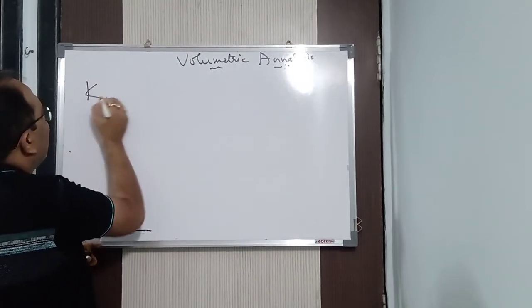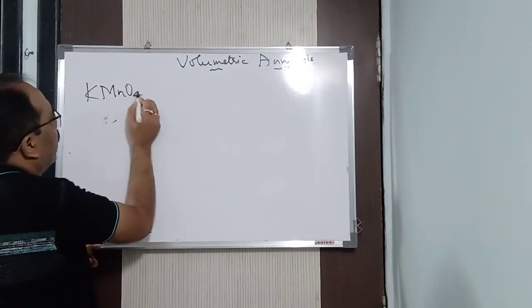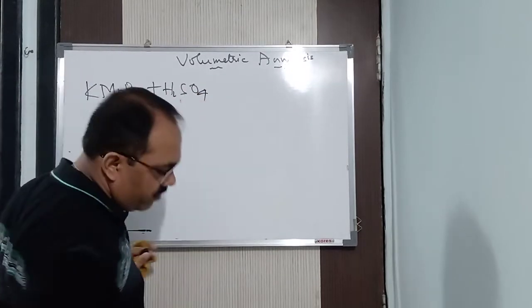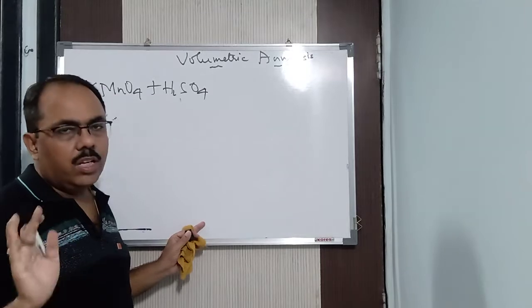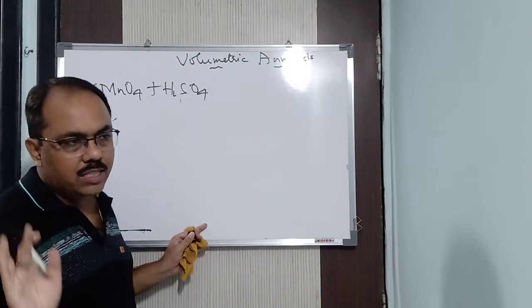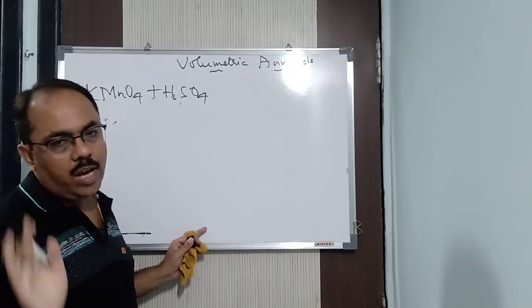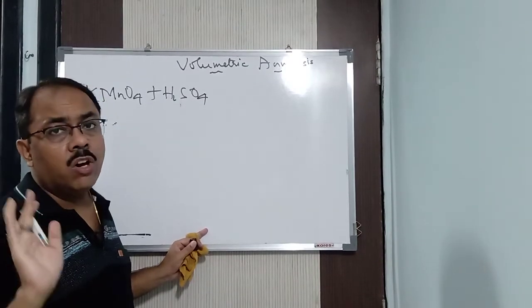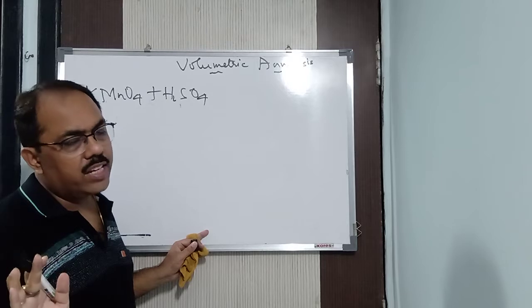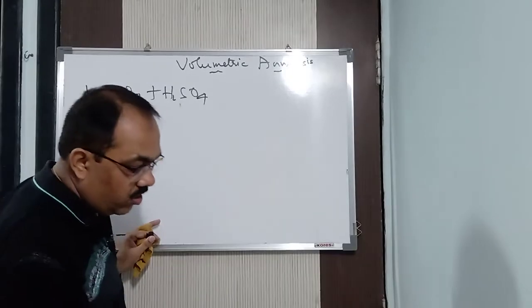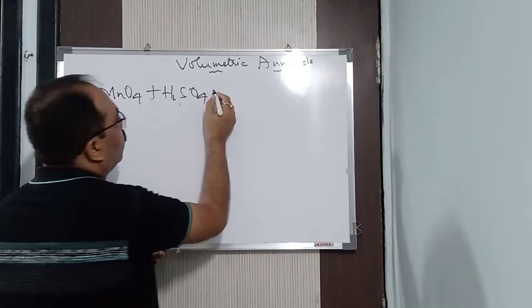So when I say acidified KMnO4, what do you mean by that? See, KMnO4 plus H2SO4, that is acidified. For acidification, what do we require? We require an acid. Basically for acidification, we take dilute sulfuric acid, not hydrochloric acid or nitric acid. Why? Because dilute sulfuric acid is a non-volatile acid, and hydrochloric acid and nitric acid are volatile acids, and volatile acid is never used, because it volatilizes at low temperature.